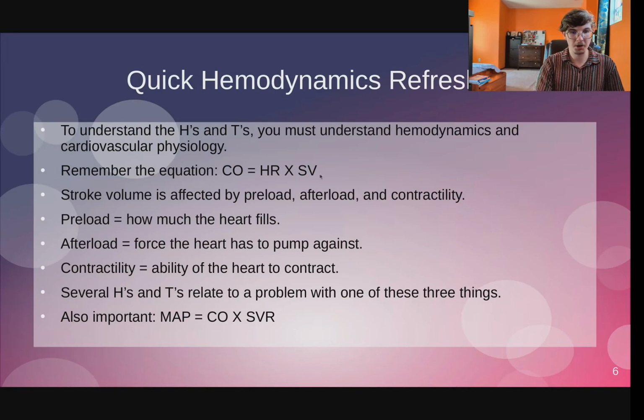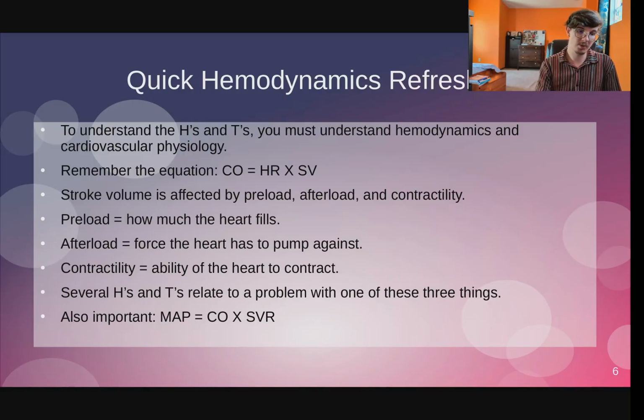Cardiac output equals heart rate times stroke volume. So essentially your cardiac output is how many times per minute the heart is beating and how much blood is being pumped with each beat. Now your stroke volume is affected by three things: your preload, your afterload, and contractility. Preload is how much the ventricles are filling with blood. The afterload is the resistance or the force that the heart has to pump against in order to expel that blood into the system. And contractility is the ability of the heart to contract. Several of the H's and T's relate to a problem with one of these three things.